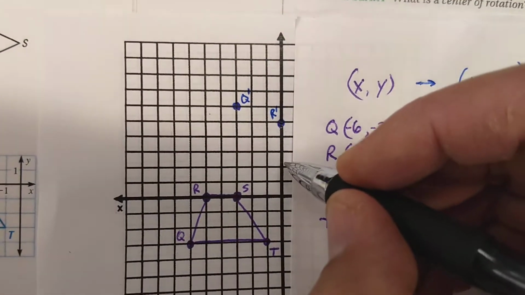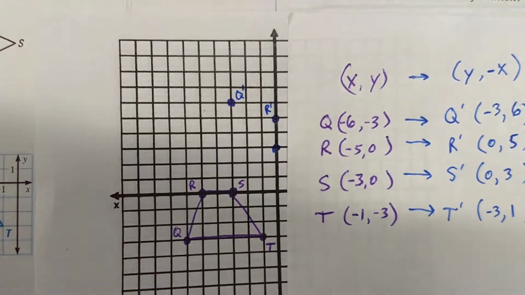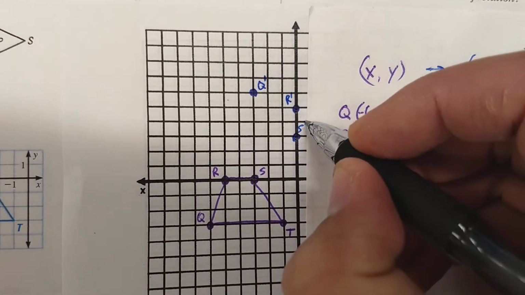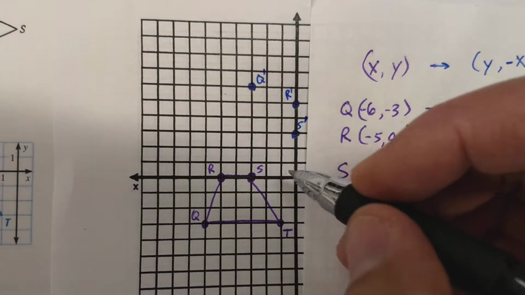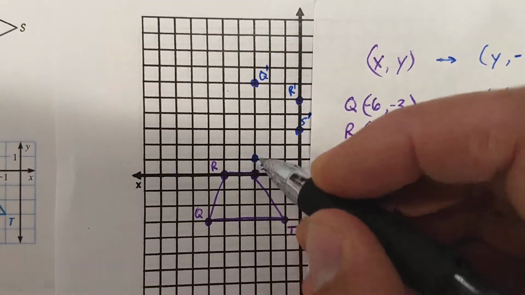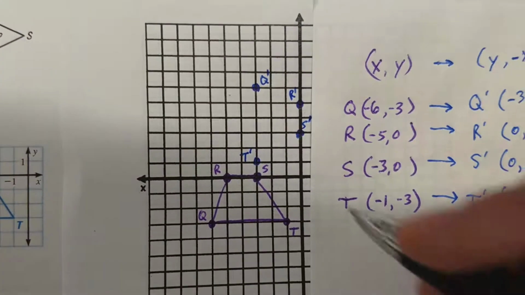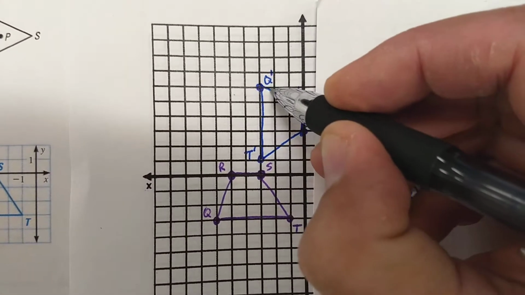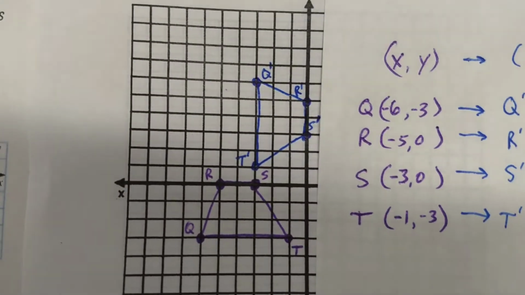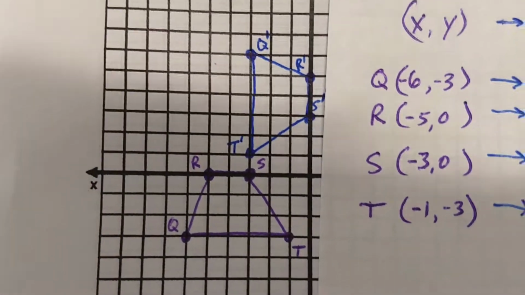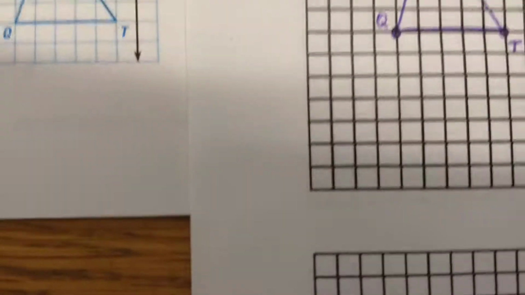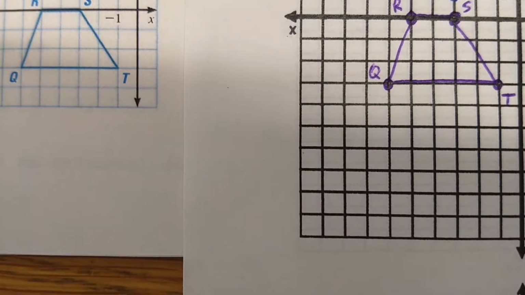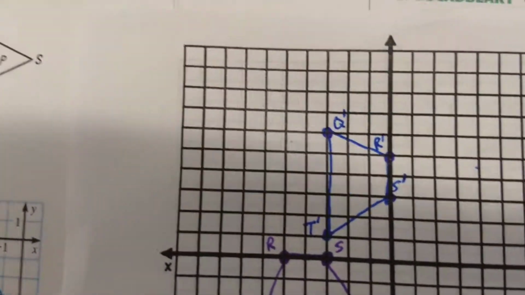0, 3 is S prime. And -3, 1 is T prime. When I connect those, there is my new figure. It looks congruent to the original one. It's as if we were taking just everything that we see in this quadrant and turning it sideways again until we finally get back up here.